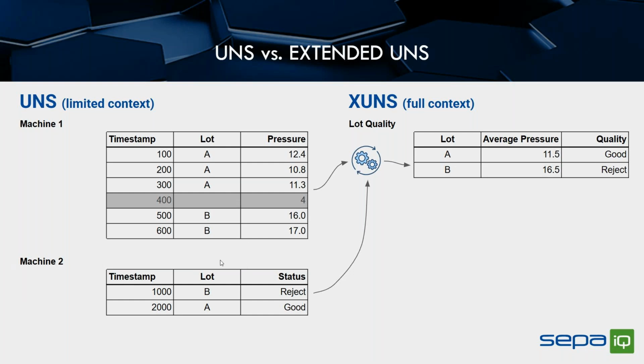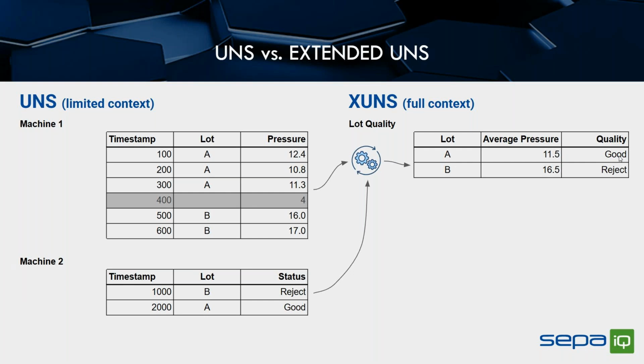And then down below, we have machine 2. At a later time, we process those lots that were generated on machine 1, and we did it in a different order. And we have new data associated with that. Extended UNS is being able to combine the two of those together into meaningful context, full context of data here. There we're taking the average pressure and the quality. Now, this is a very simplistic diagram, but in reality in manufacturing plants, it blows up very quickly.